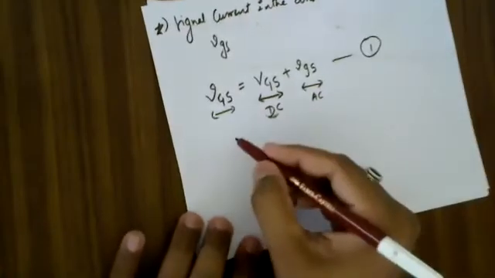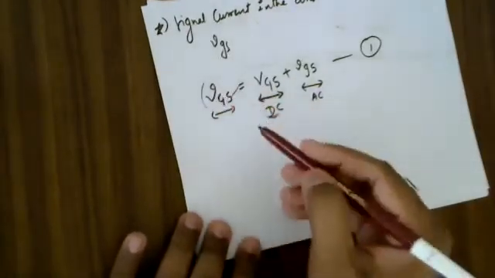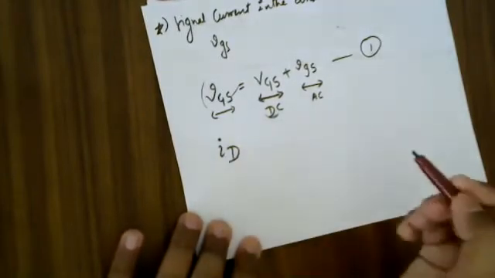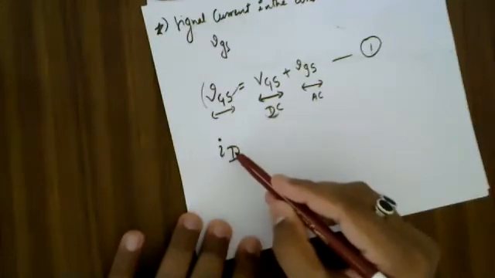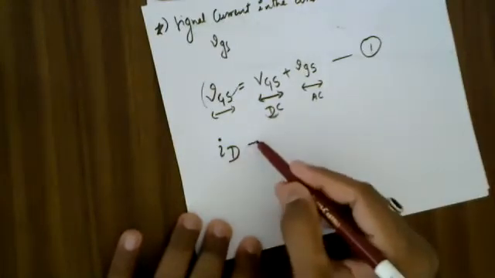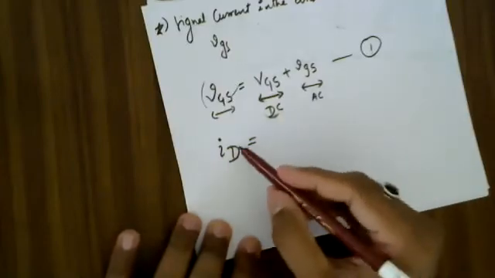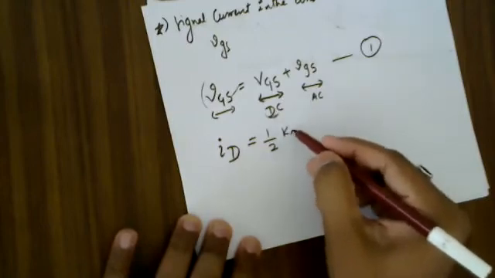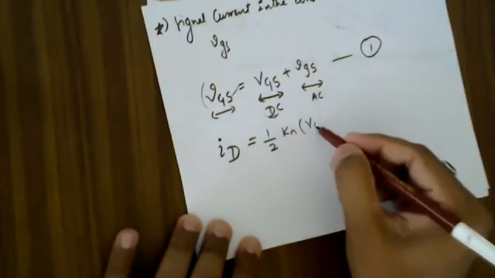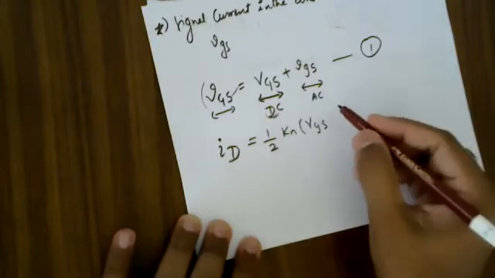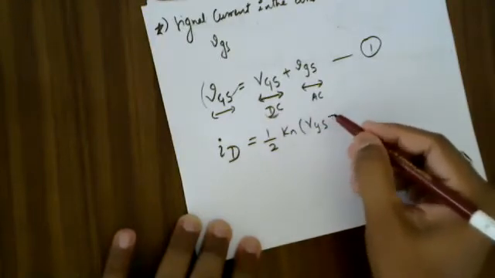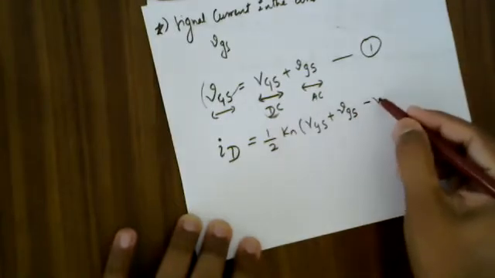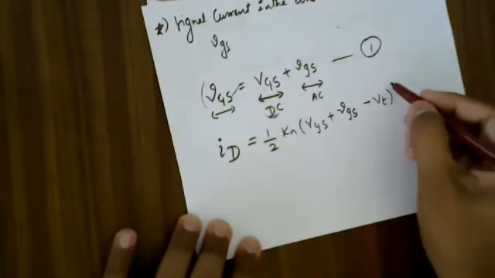now I would like to know what the drain current is because of this VGS. It is an AC component, but also has a DC component. So I'm writing here small i, capital D, a combination of AC and DC. Then I can say that ID is equal to 1 by 2 times Kn into (VGS, which is your DC voltage, plus vgs, which is our AC voltage, minus VT) whole square.